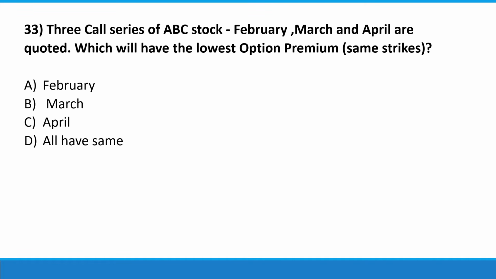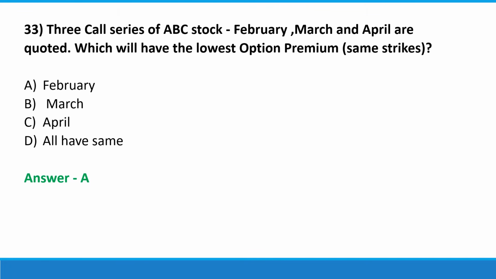Three call series of ABC stock, February, March and April, are quoted. Which will have the lowest option premium? Option A, February, option B, March, option C, April, and option D, all have the same. The correct answer is option A, February.